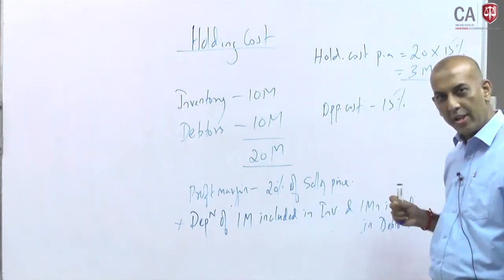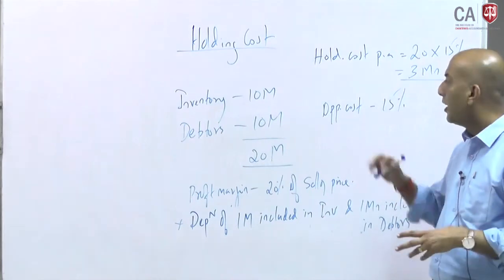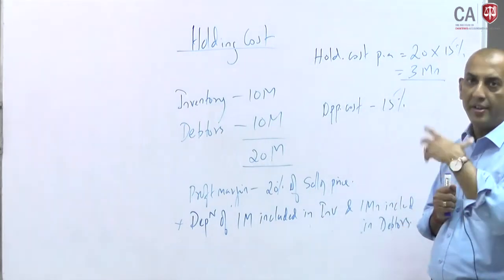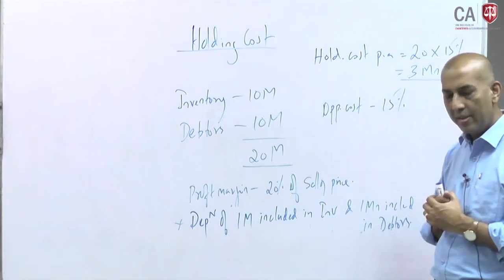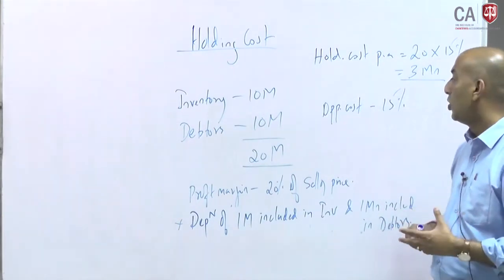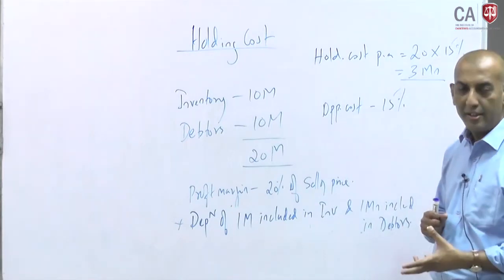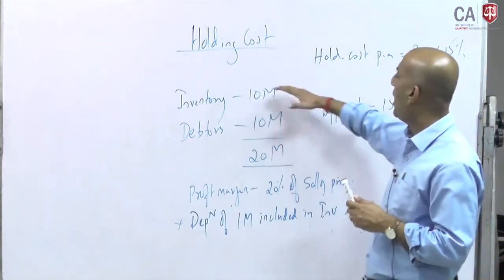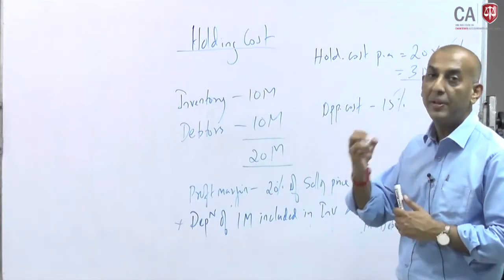That means you have allocated a portion of depreciation to your valuation, and your inventory of 10 million includes 1 million depreciation. And 1 million is included in debtors. Your debtors of 10 million include 1 million depreciation. So these two also have a depreciation component.